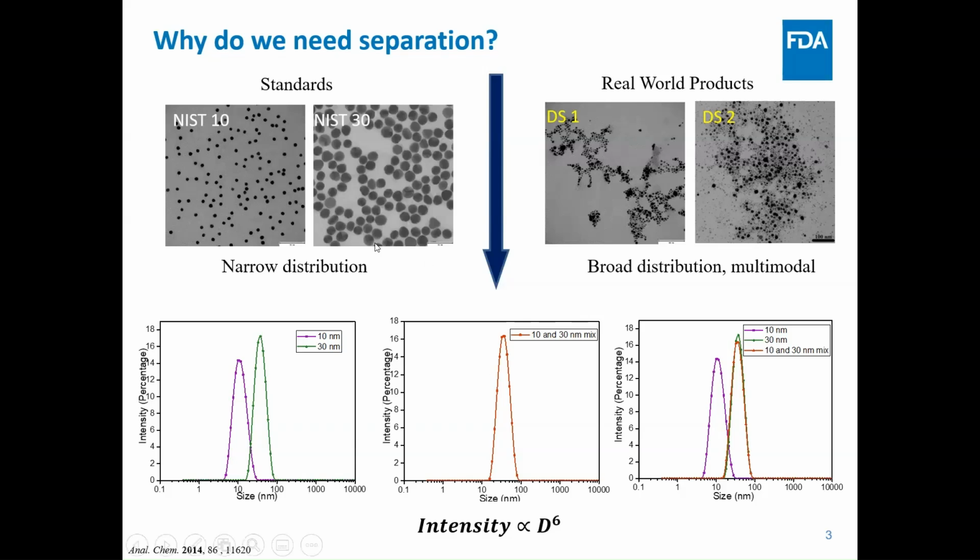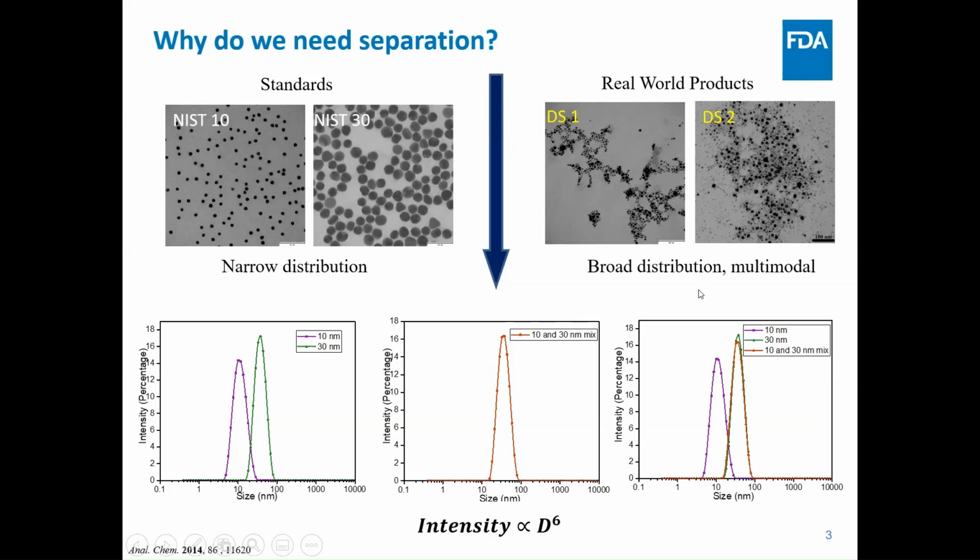Of course, we can use TEM. TEM is a very high resolution technique that images and measures individual particles. But as you can see here, it depends on the uniformity of the samples. For a highly uniform sample like this particle standard, you may only need to count a few hundred particles to get a meaningful distribution. But in reality, we rarely have a sample like these particle standards.